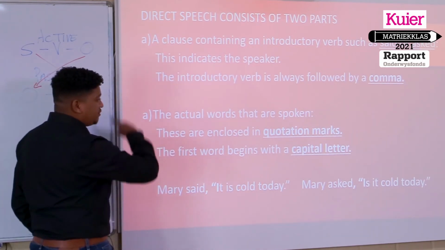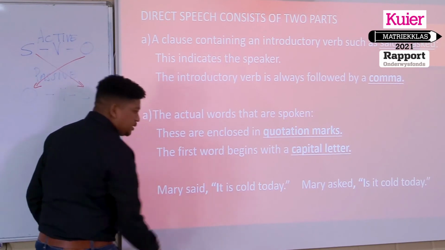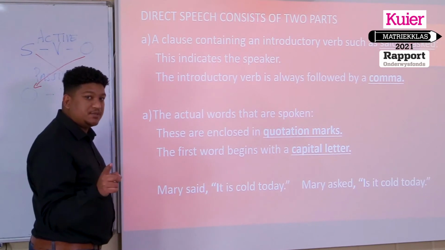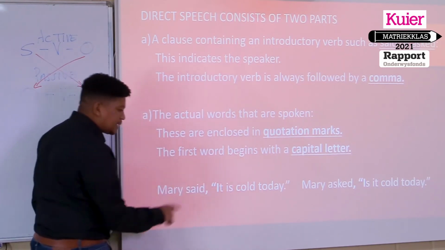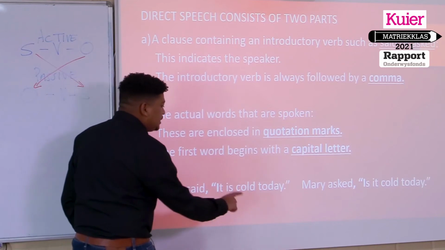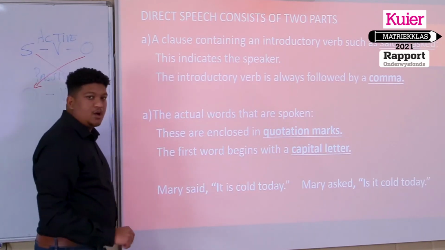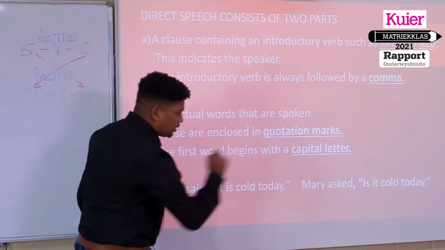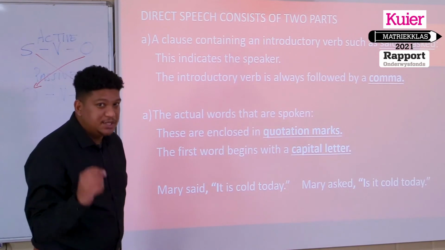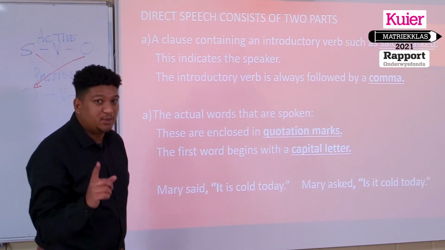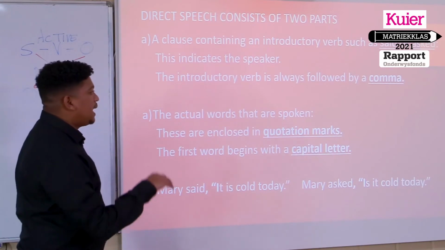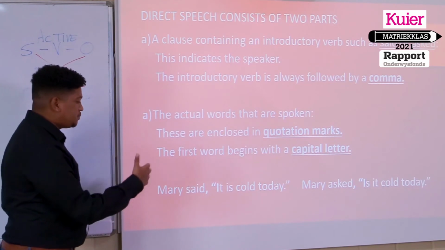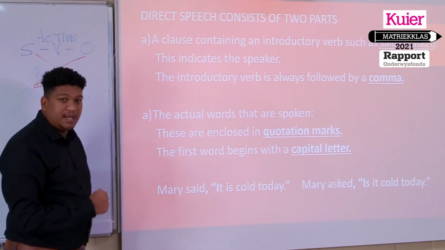But my instructions over here tell me that there must be a comma. It's there. And I must make use of quotation marks. But the first word itself is a capital letter. So, Mary said, "It is cold today." Or Mary asked, "Is it cold today?" That should be a question mark on the end. You see, human errors, teachers also make mistakes, hey? Very important that we know this. So I must understand that when it comes to direct speech, this is exactly what takes place. That is what Mary said or asked.